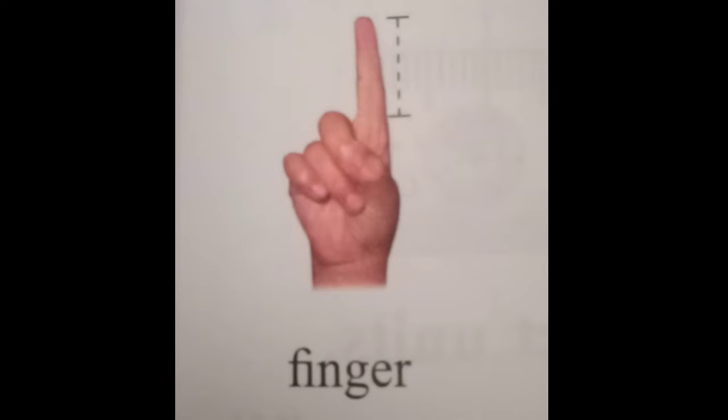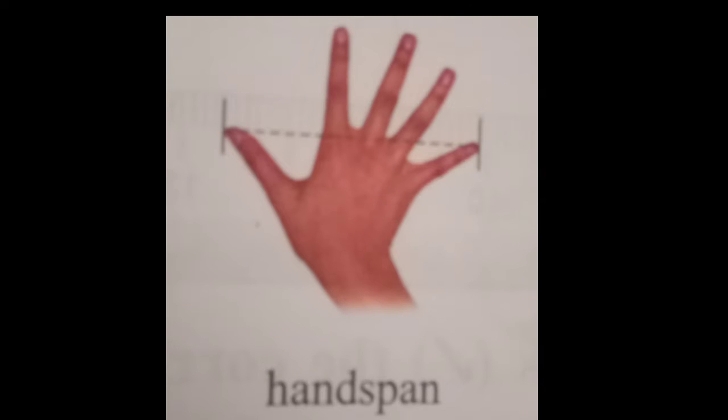Yes, children, this is a finger. Finger means the distance from the tip of the finger to the end of the finger. We use it to measure objects of less length. This is the hand span, children. The distance from the tip of the thumb to the tip of the little finger. It is more than the finger's length.